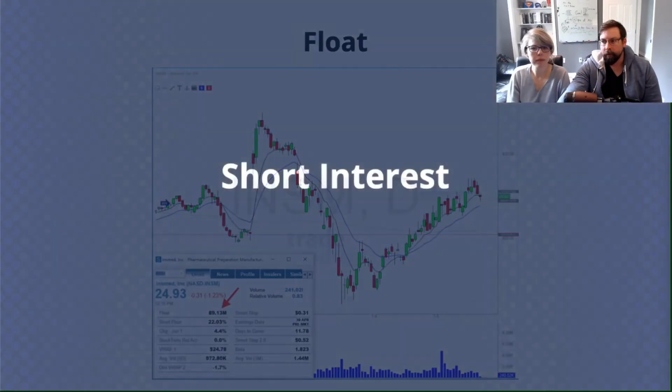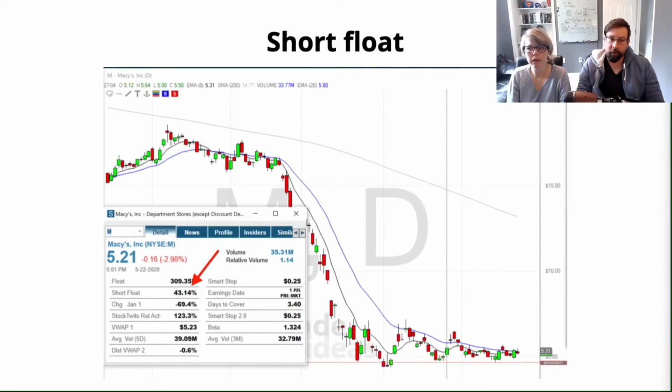That makes sense, right? So short interest. This is one of those things that you would look for. Is it short interest or short float? Same kind of interchangeable thing. But this builds on the last thing. The float is how many shares are outstanding. Right now we're looking at Macy's, and they have 309 million shares out there. 43% of that float is short.